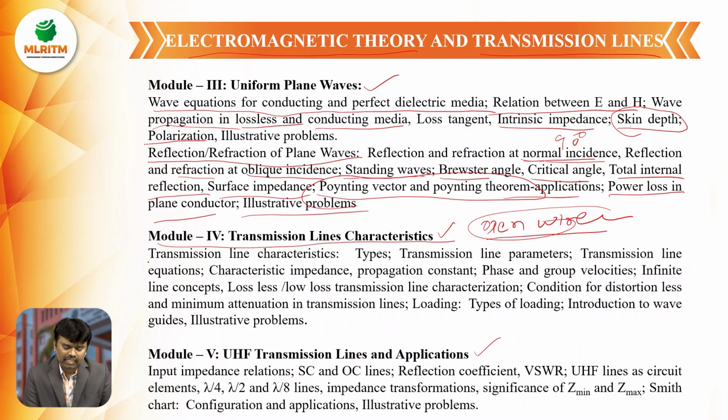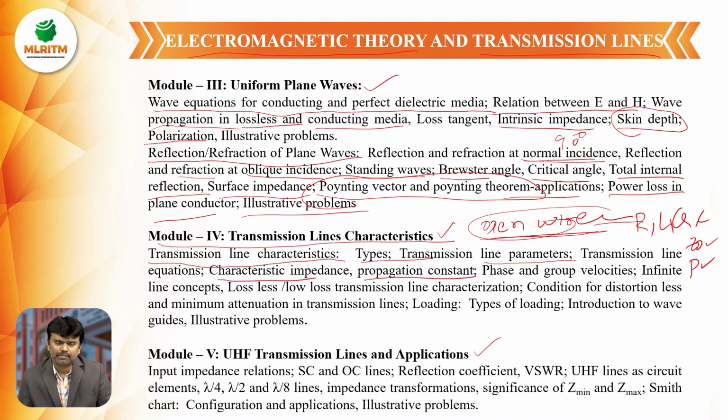So first, what are the transmission line characteristics? That is nothing but open wire line characteristics. What are the different types of transmission lines? In the transmission lines, mainly we will discuss the open wire lines. In the open wire lines, what are the line parameters? That is the primary constants and secondary constants. Primary constants are R, L, G, C, and secondary constants are propagation constant and characteristic impedance. Propagation constant is gamma and Z0 is the characteristic impedance. These are the secondary constants.